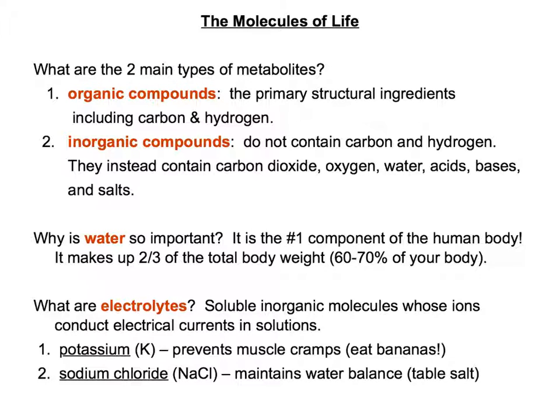What are the two types of metabolites? Well, there are organic compounds, and in organic compounds, the primary structural ingredients include carbon and hydrogen. Inorganic compounds generally do not contain carbon and hydrogen together. So carbon monoxide or carbon dioxide is an inorganic compound. Water is an inorganic compound. Instead, they have carbon with oxygen, carbon dioxide, or hydrogen and oxygen, water, or they are acids, bases, and salts.